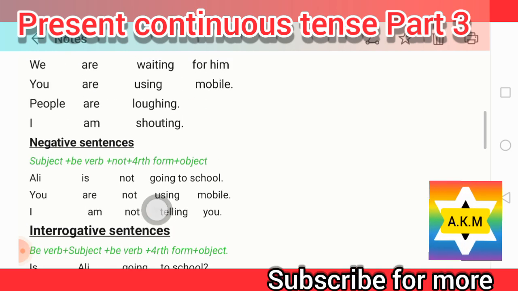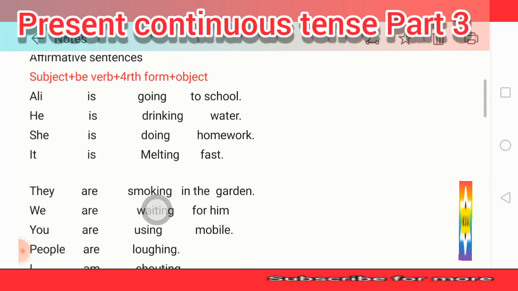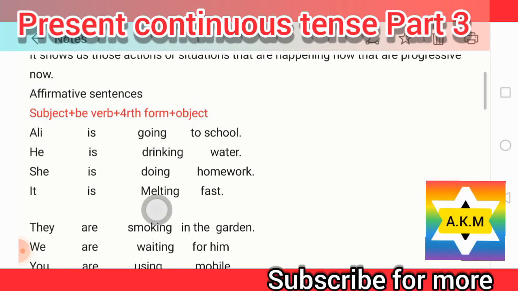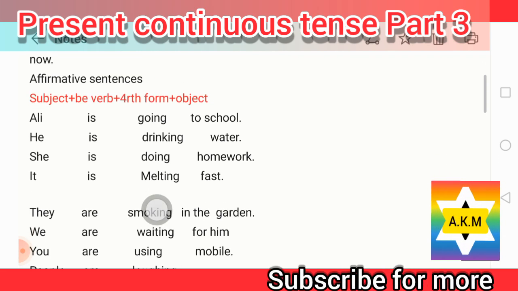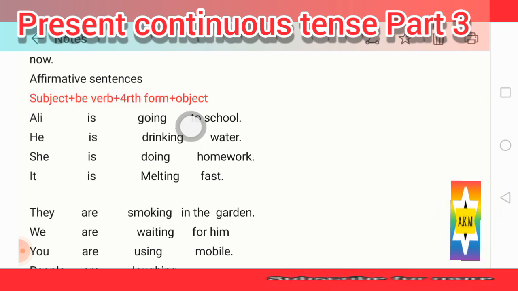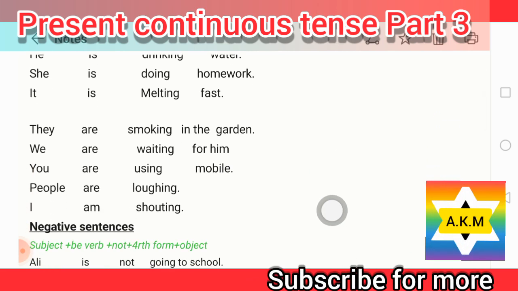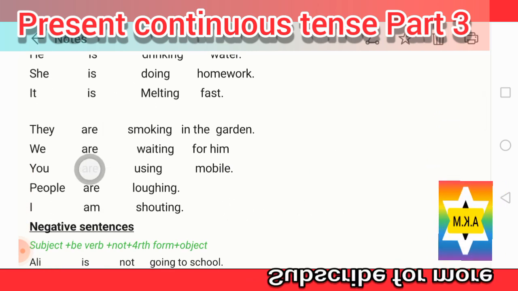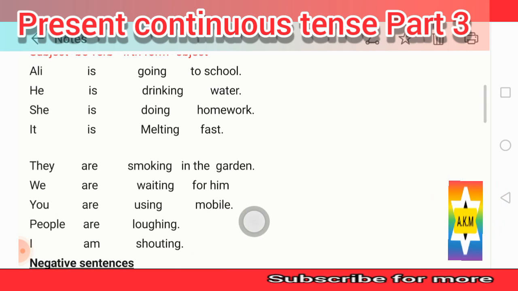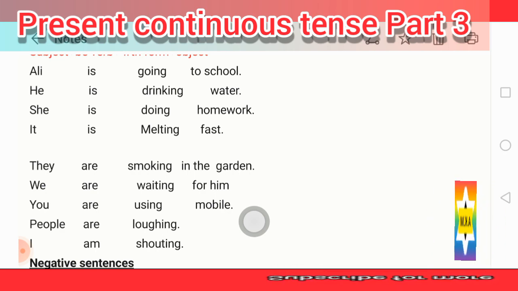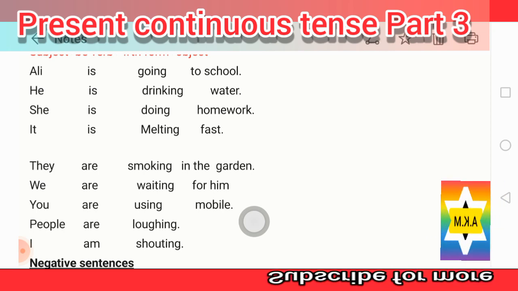In the previous video, I taught you about affirmative sentences, how we can make affirmative sentences. So this structure we will use if you want to make affirmative sentences. I also taught you when we will use is, are and am. So remember, keep in your mind, if you have he, she, it and a singular noun as a subject, then you will use is with these subjects.